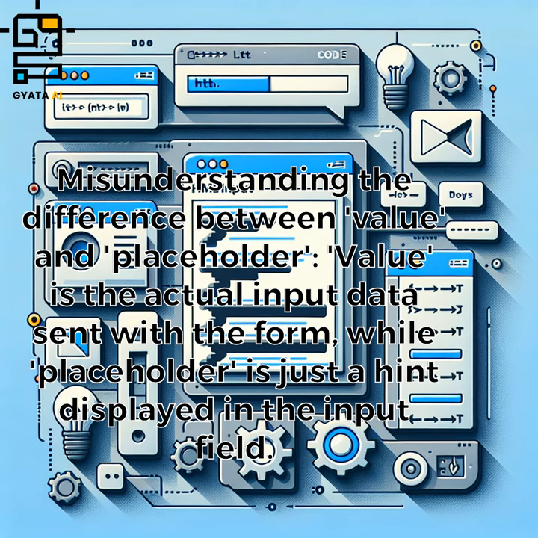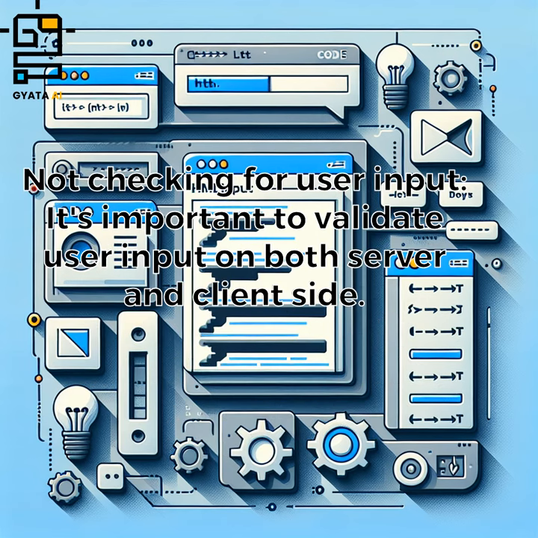Value is the actual input data sent with the form, while placeholder is just a hint displayed in the input field. Not checking for user input. It's important to validate user input on both server and client side.